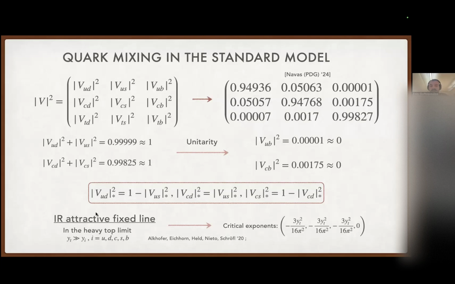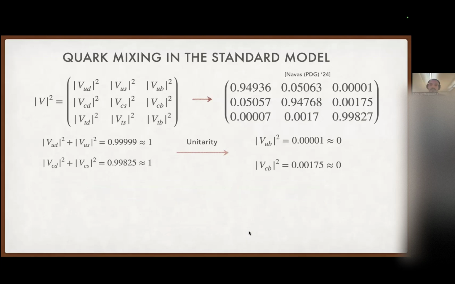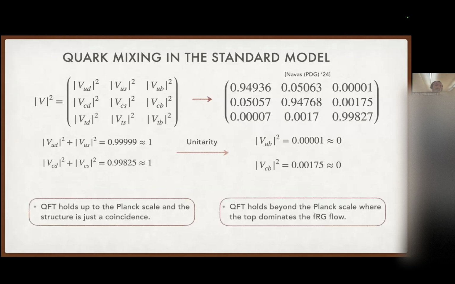And we would like to engineer a system where we can flow towards this line. This line was first found by Astrid Eichhorn and collaborators in 2020. So what we need, of course, is a top regime, a top-dominating regime.